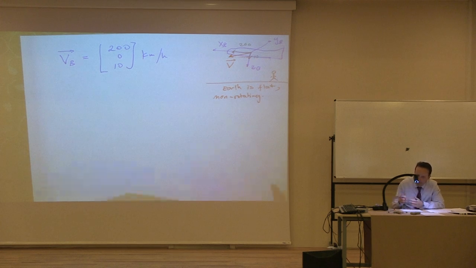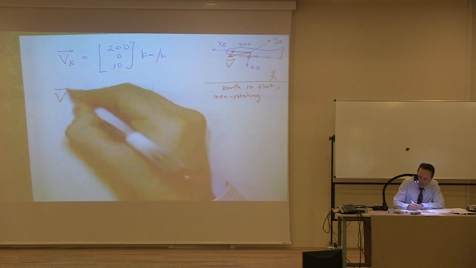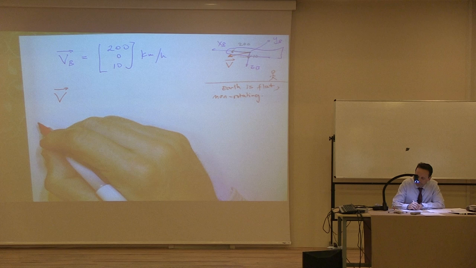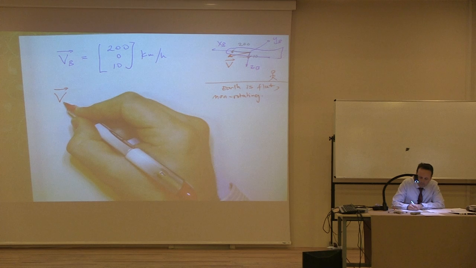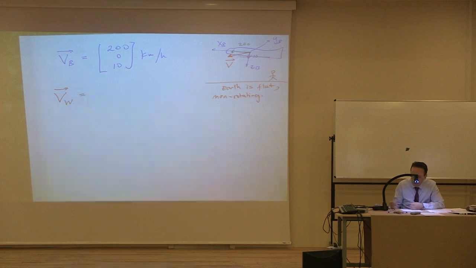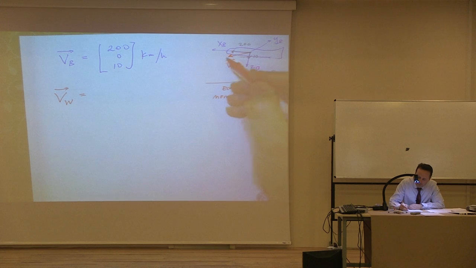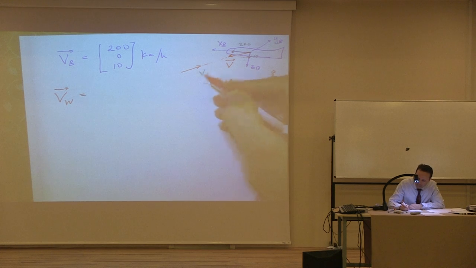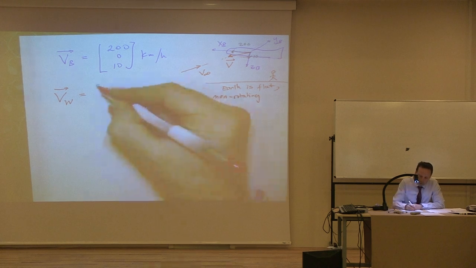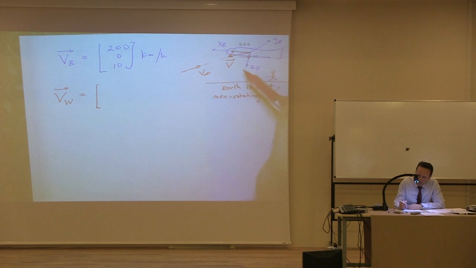Can I write this velocity vector in any other coordinate system? Of course I could. Let's write it in the wind axis system. Now I need to know which way V infinity is coming from. Let's say V infinity is coming from this direction, just to make things easier. So the same velocity vector, written in this coordinate system. Now XW is pointing this way, right? XW is this way, because V infinity is in that way.